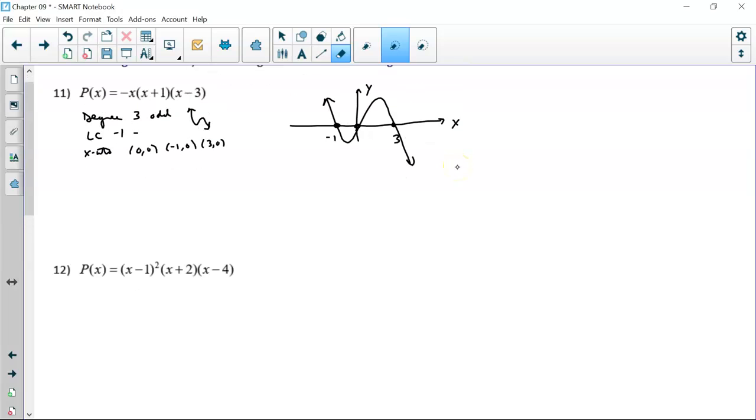For number 12, count up the x's. This is 2, 3, 4. So our degree is 4. Our leading coefficient is positive, so it's even and positive, so it's going to have a shape that looks like this. Now our x-intercepts, 1, 0, negative 2, 0, and positive 4, 0. The first one is repeated twice because of that squared.